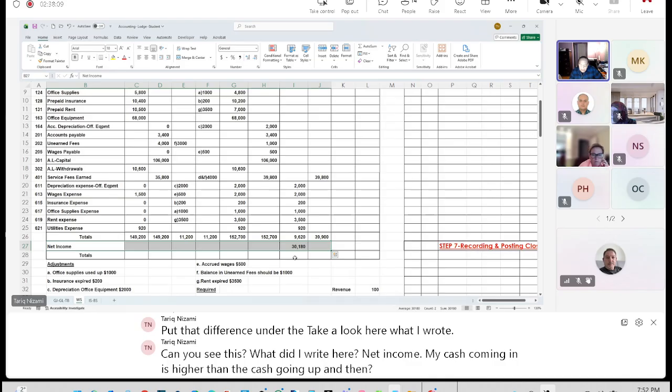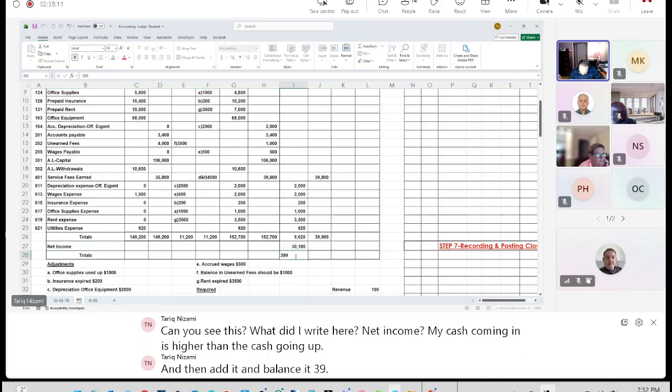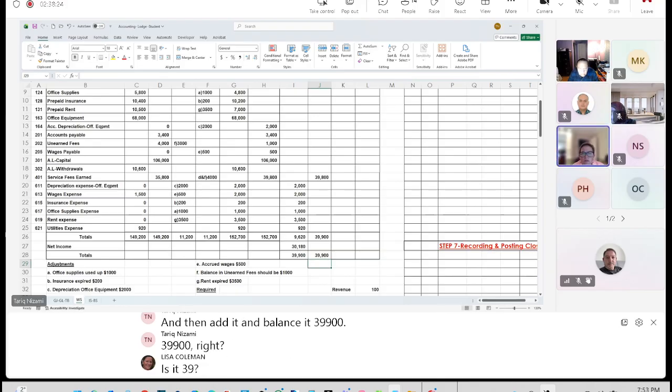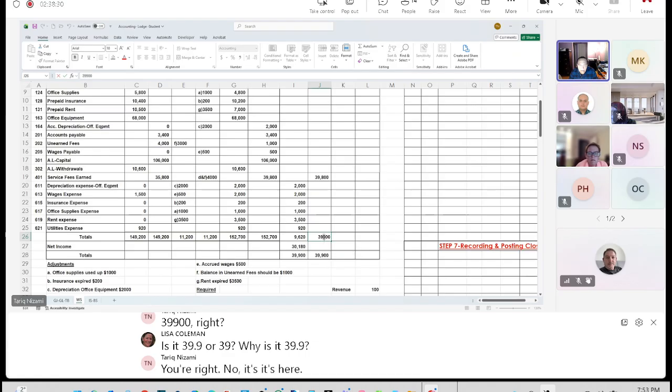And then add it and balance it. 39,900, right? Is it 39,900 or 39,800? Oh, 8, sorry. You're right. It's here. I had written 39,900 up there.